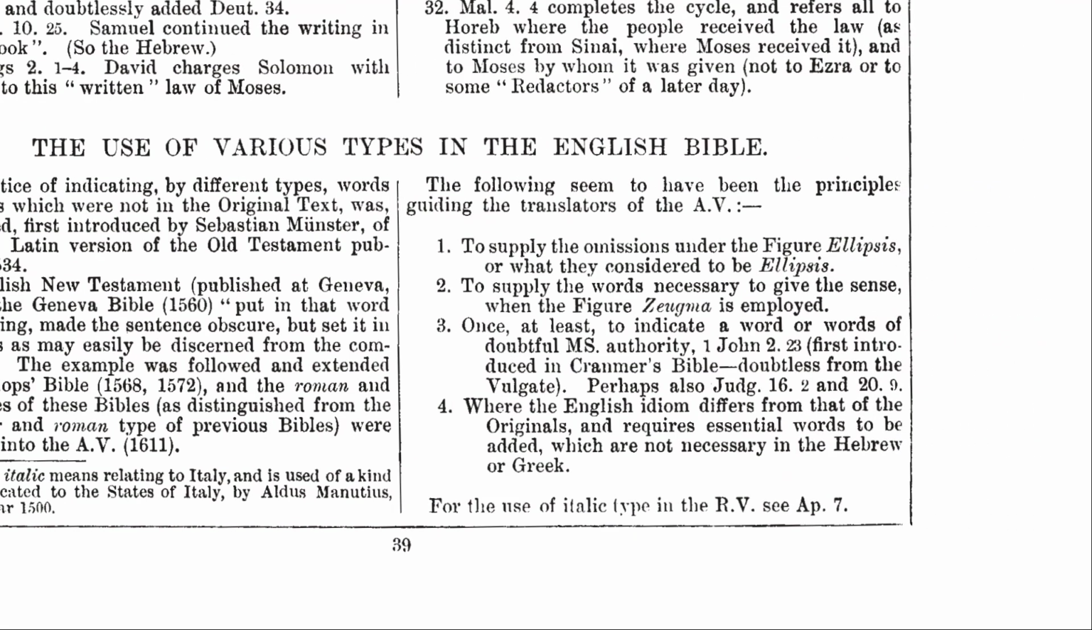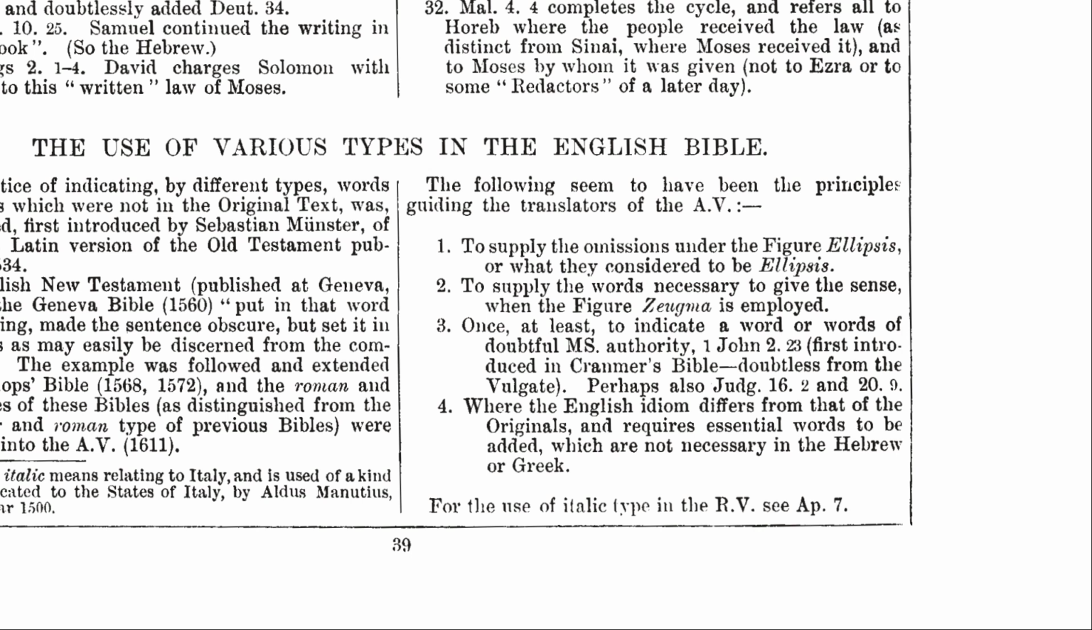The following seem to have been the principles guiding the translators of the AV. 1. To supply the omissions under the figure ellipsis, or what they considered to be ellipsis. 2. To supply the words necessary to give the sense when the figure zeugma is employed. 3. Once, at least, to indicate a word or words of doubtful manuscript authority, 1 John 2:23, first introduced in Cranmer's Bible, doubtless from the Vulgate. Perhaps also Judges 16:2 and 29.